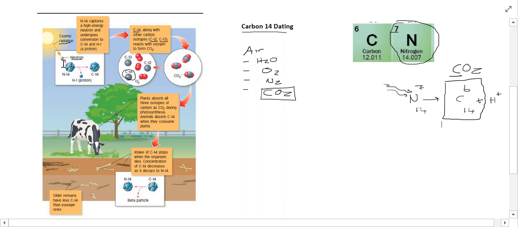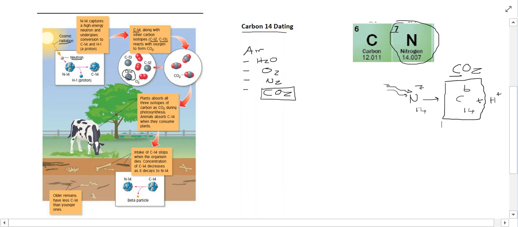So you have the cosmic radiation. N14, which is nitrogen, captures a high energy neutron and undergoes conversion to carbon 14, and it releases a proton, which essentially is the nucleus of a hydrogen atom. So it releases this proton. So this is what you get.